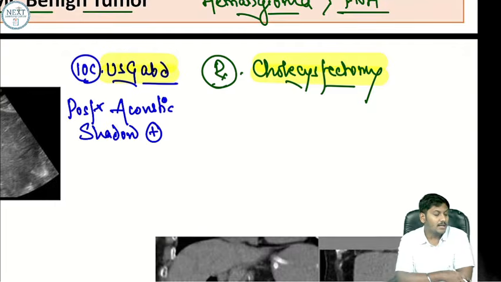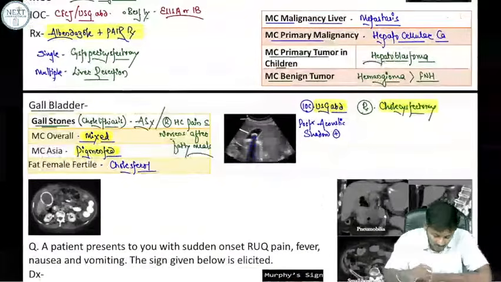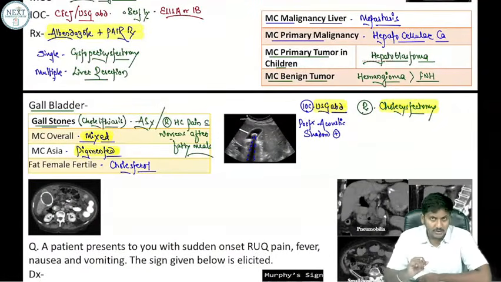Okay, either an open or a laparoscopic cholecystectomy can be done. Let me know in the chat box, for open cholecystectomy, which incision is taken in the right hypochondrium? For open cholecystectomy, which incision do you tend to take, bache, in the right hypochondrium? Let me know in the chat box, beta.